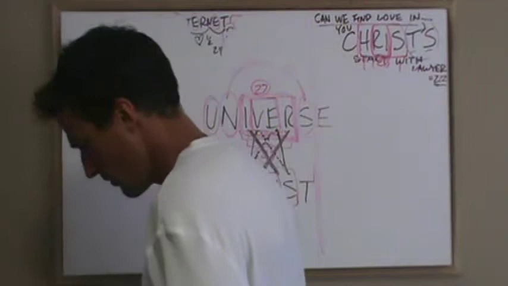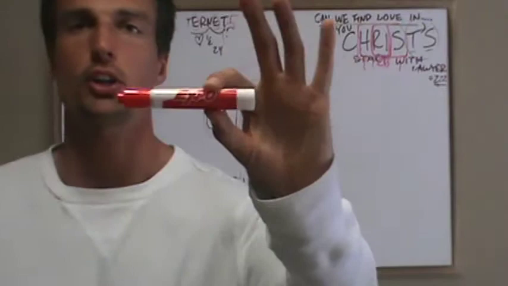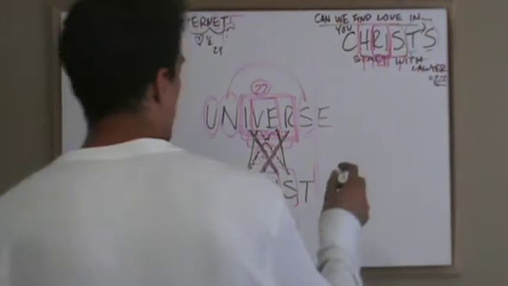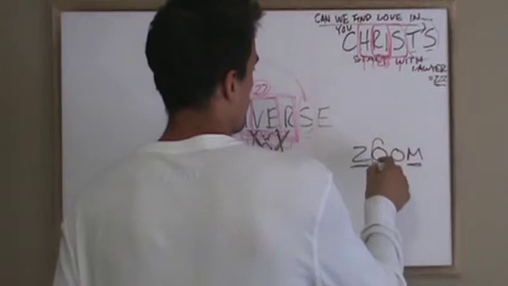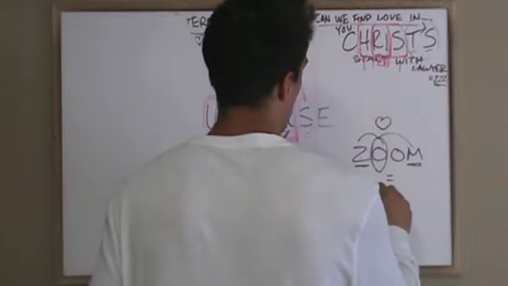By the way, all of this is being written down with Expo marker. Expo divides by 3 and marker divides by 3. And I just wanted to throw the word zoom up there. Zoom. Zoom in. Can you find love in zoom? Yeah. You got 39 from Z plus M. And then you pick an O for a final 15. There's your love. Zoom equals Jehovah. Very obvious gem there. And there's our famous 39 plus 15 again.